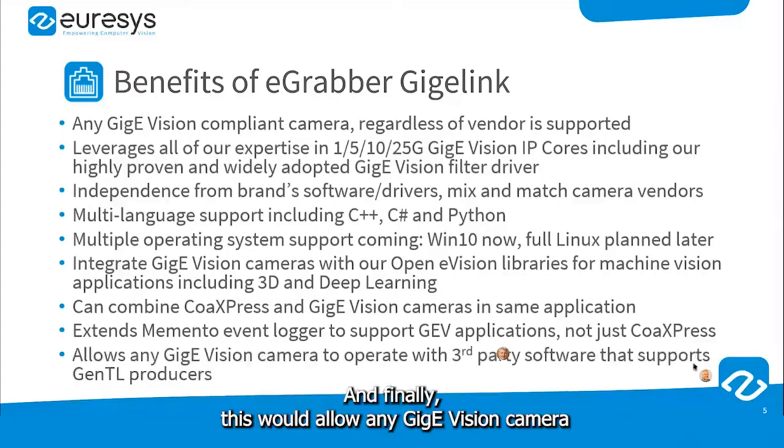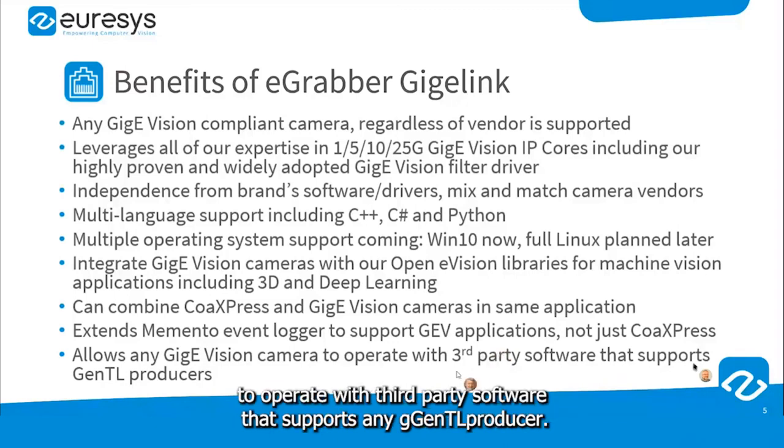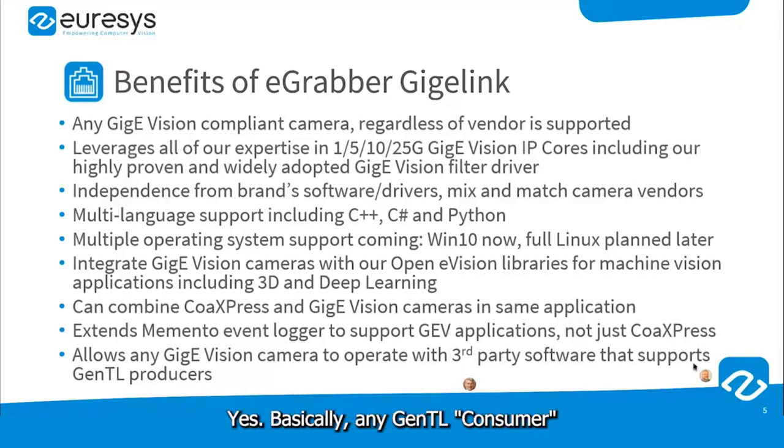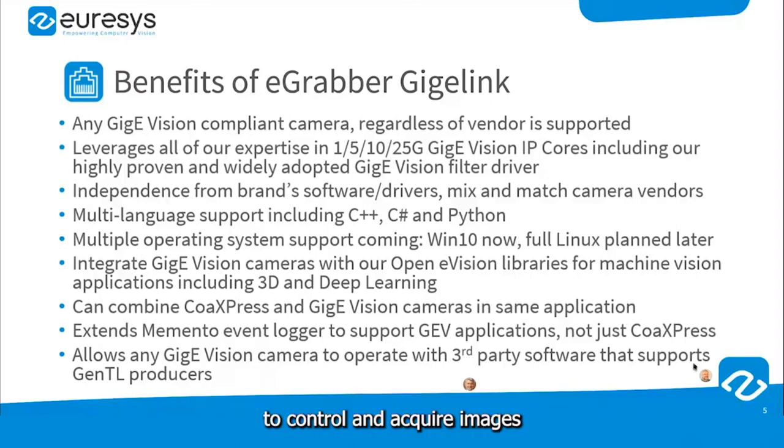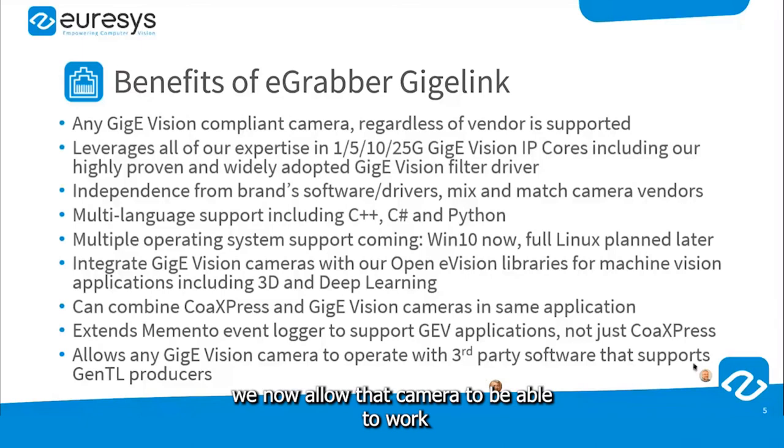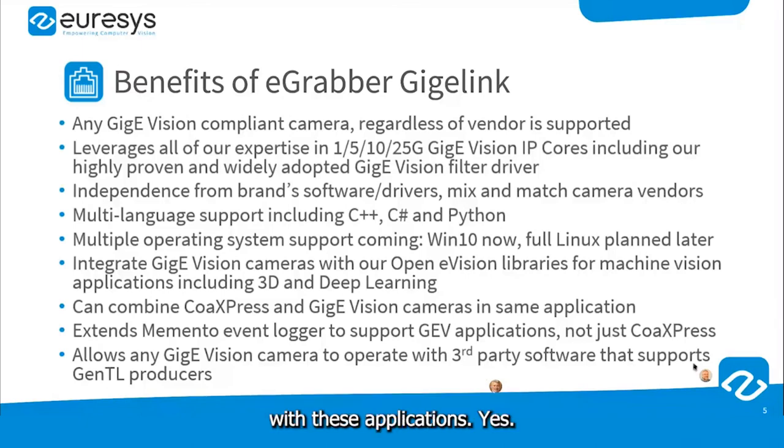And finally, this would allow any GigE Vision camera to operate with third-party software that supports any GenTL producer. Is that correct? Yes, basically any GenTL consumer can connect to the Euresys CoaXPress or GigE Vision producer to control and acquire images from the respective camera. So that means even if a GigE Vision camera vendor does not necessarily support these applications directly, we now allow that camera to work with these applications. Yes.